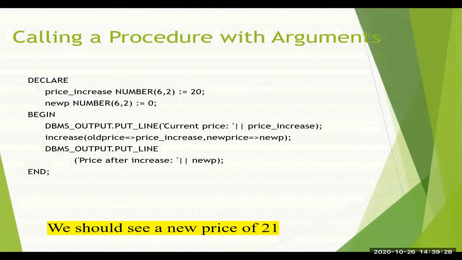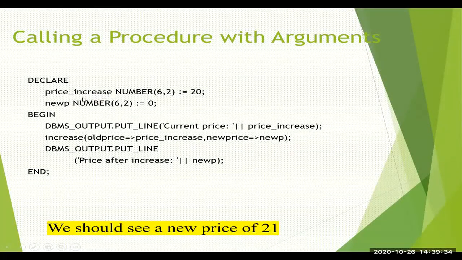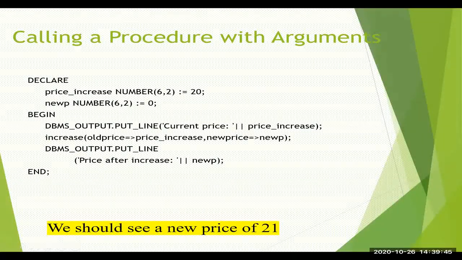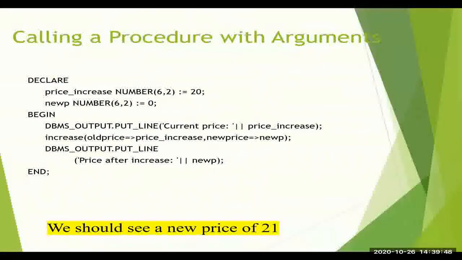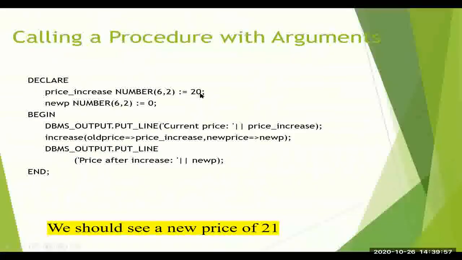Here we declare two variables. First one is price increase and second one is new price. Okay, these are the local variables of this PL/SQL block. Actually, we are trying to call our created procedure from a PL/SQL block. Price increase variable has a default value that is 20, and another one has a default value that is 0.